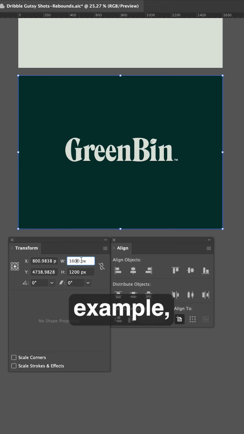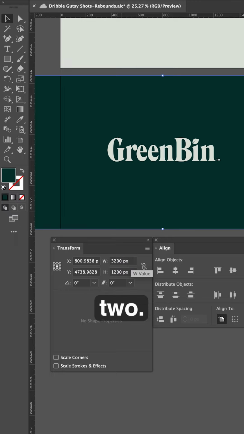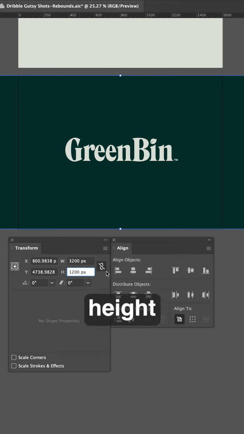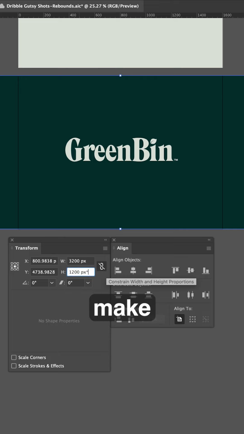Check this out. In this example, I have a square that is 1600 by 1200. I multiply this by 2. It's gonna multiply by 2 the width of the object. And if I multiply the height by 2, it's gonna do the same thing. It's gonna make it twice as big.